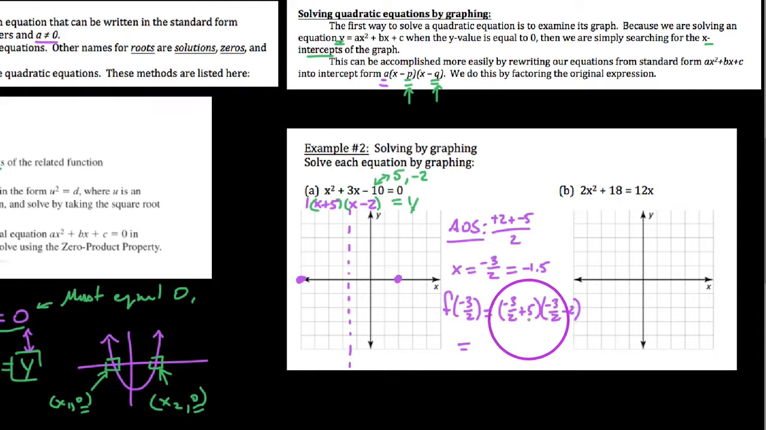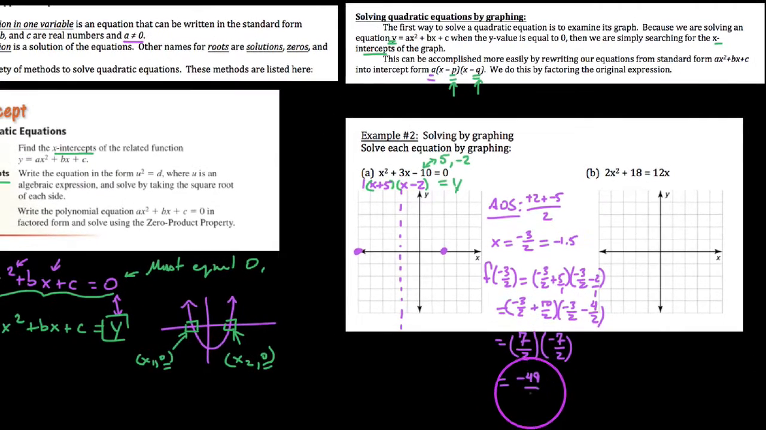We get negative 3 halves plus, if we change this to halves, we get 10 halves. We would get negative 3 halves plus 10 halves. And over here we would get negative 3 halves. Now changing this down here to a 2, we would get negative 4 halves. So essentially we end up with this here. We get 7 halves times now negative 7 halves, which gives us negative 49 fourths.